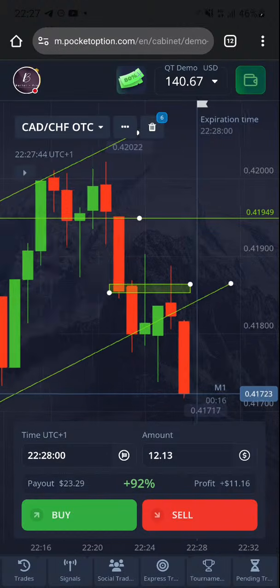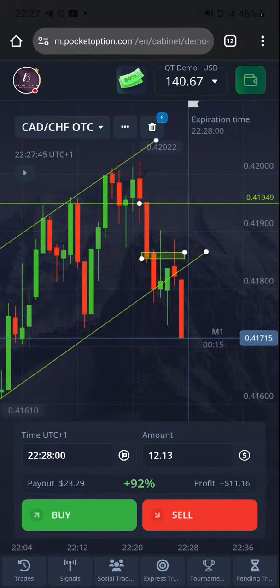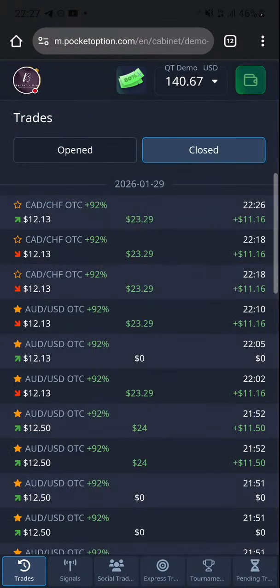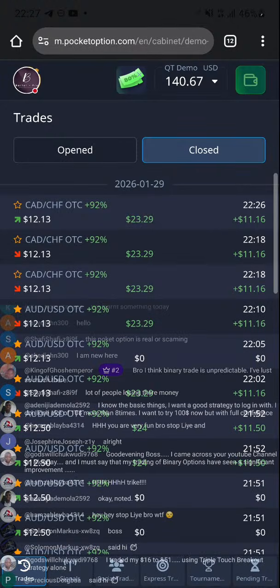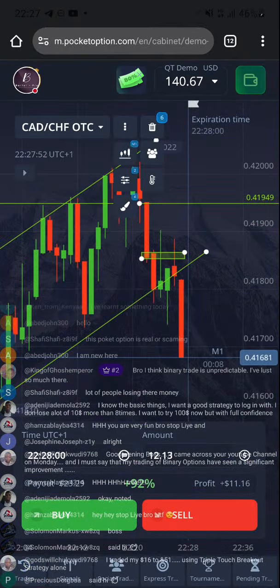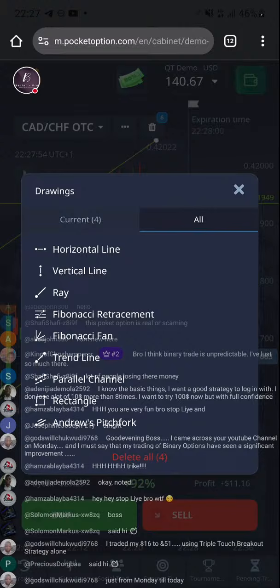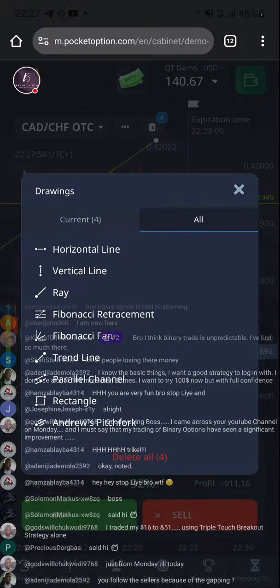And some of you, I was saying it in the afternoon. Look at this. We've taken how many trades now? This is when we started. Oops, let me read that message quickly. Precious, it's nice to have you here. Thank you so much. Just from Monday till today, can you imagine? I'm glad you're making progress.